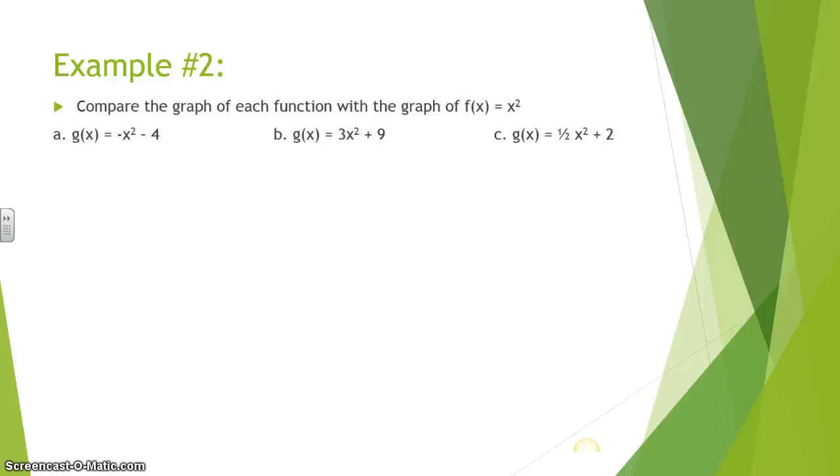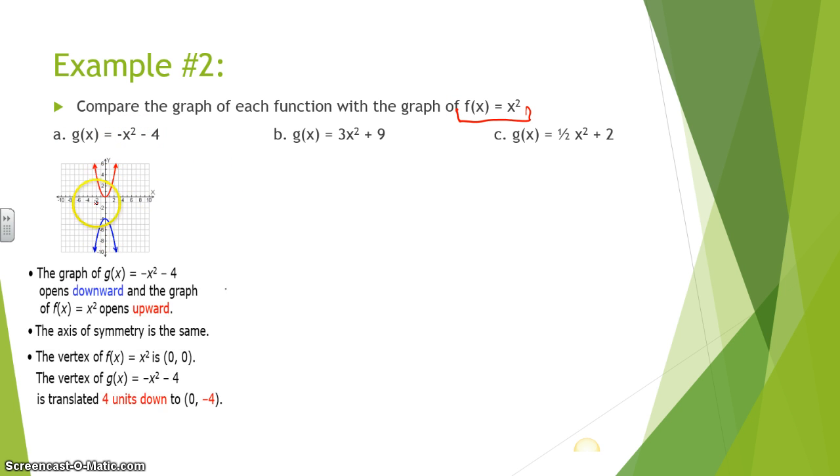Now we're going to compare the graphs of the function. We're going to compare it based on f of x equals x squared. So we have here g of x is -x squared minus 4. So here's the different graphs. My red graph is representing x squared. My blue graph is representing -x squared minus 4. So to compare these two graphs, what we can say is my g of x opens downward. My f of x is going to open upward.